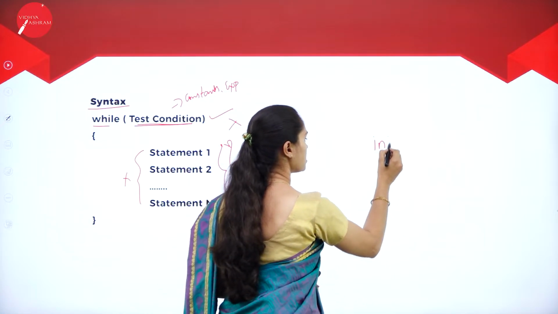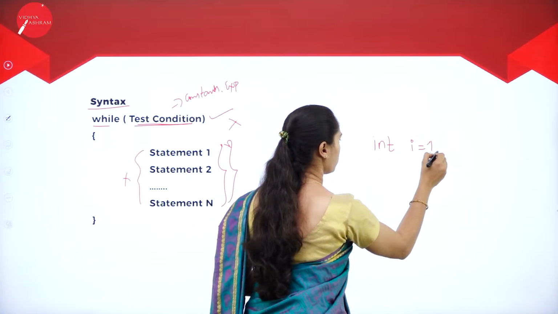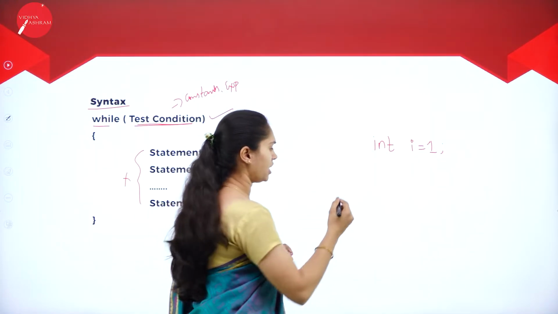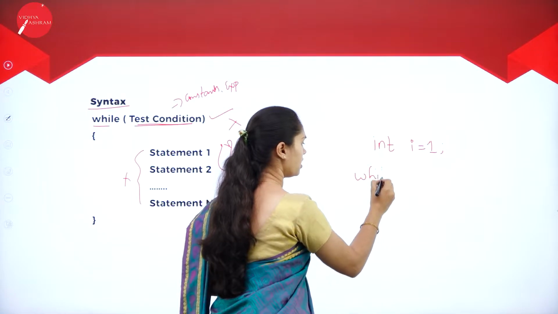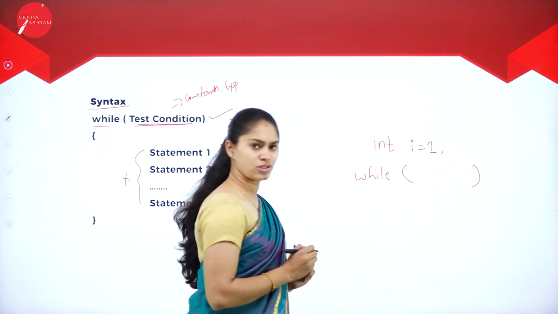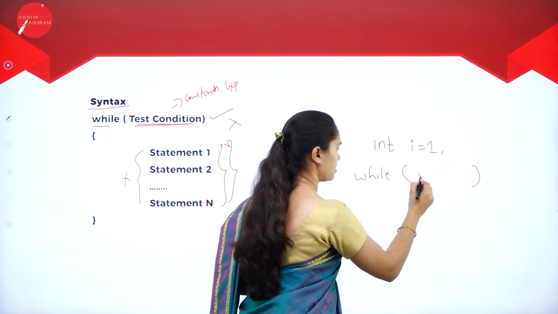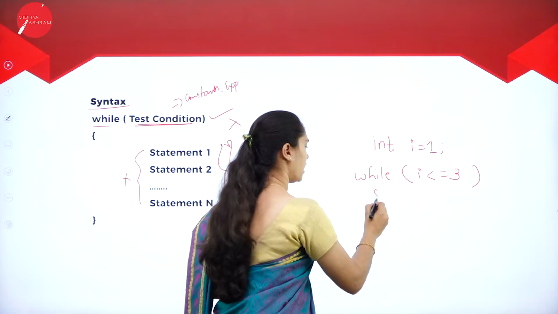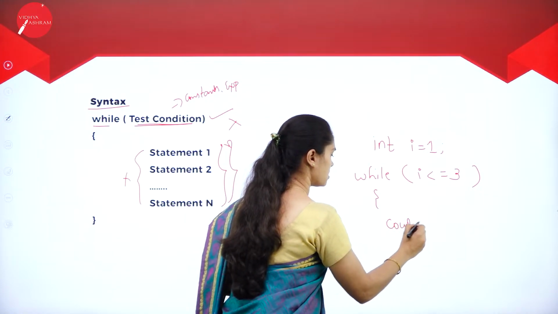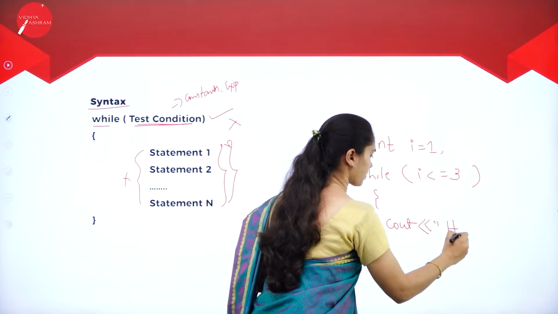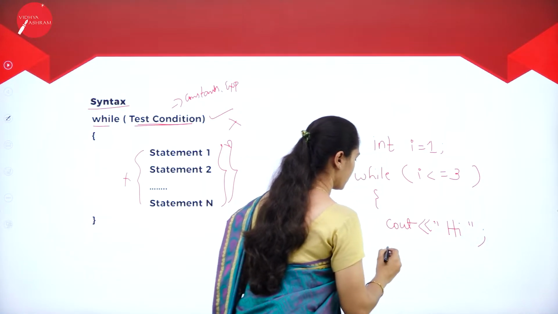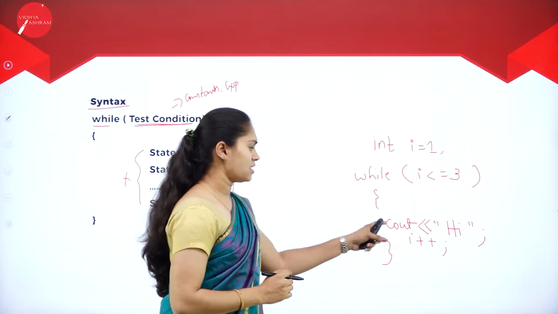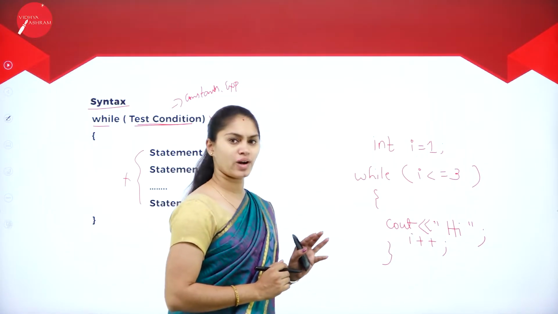Let me take one example. First, let me initialize i equal to 1, an integer. While is a keyword, and within the parentheses I have to take the condition. Let me consider i less than or equal to 3. Then let me take the statement cout high, and here I need to increment i. These are the two statements which belong to this while statement.